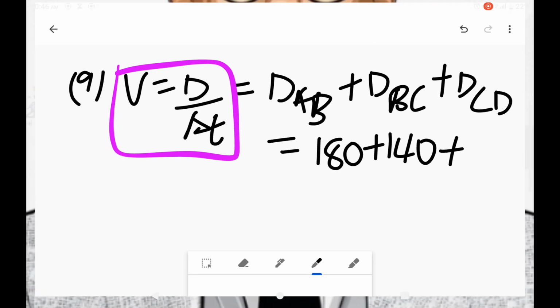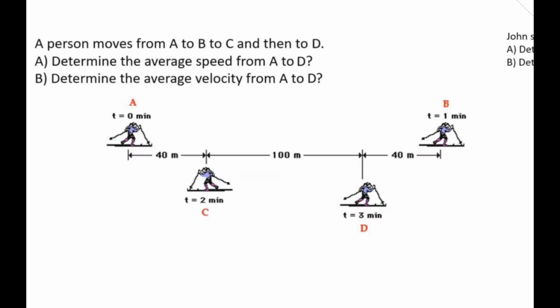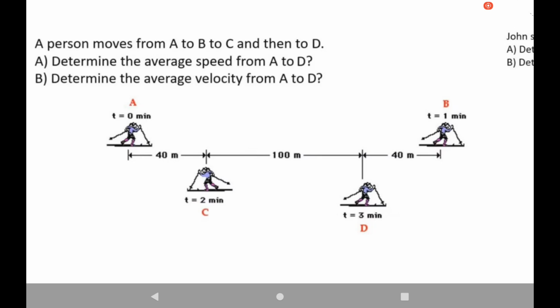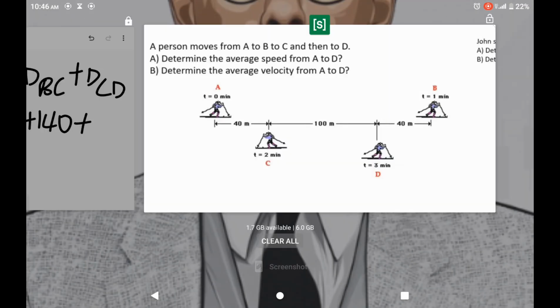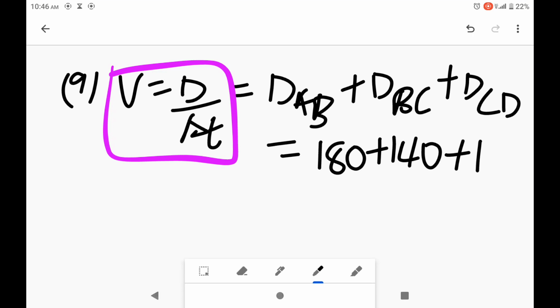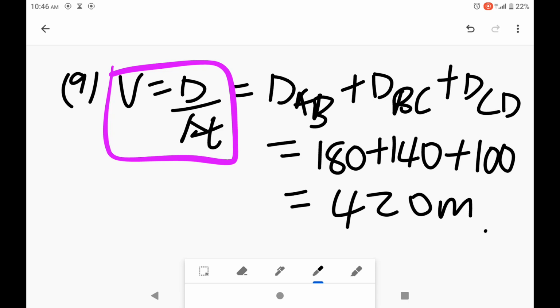What is the distance from CD? It is 100 meters. You can see 100 meters. Yes, true. 100 meters. So the total is going to give you how much? 420, if I'm not mistaken. 420 meters. This is the distance, right?